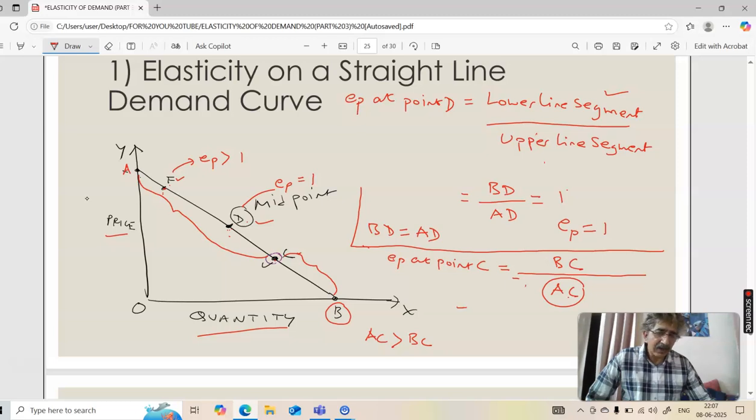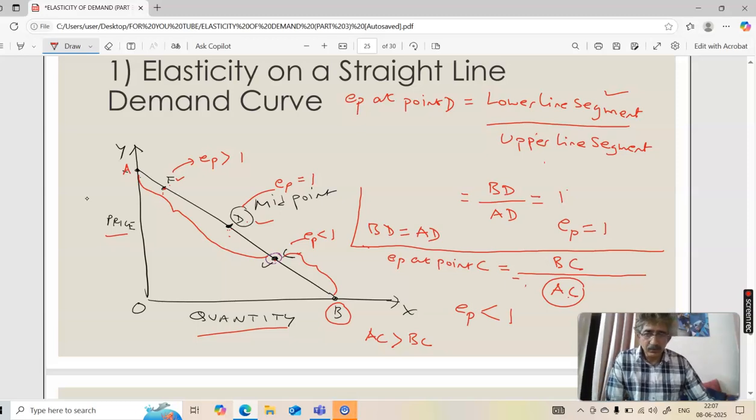So in this case, what will happen? Obviously, the answer will be lesser than 1. So in inelastic demand, price elasticity will be lesser than 1. So I'm mentioning here EP will be lesser than 1.